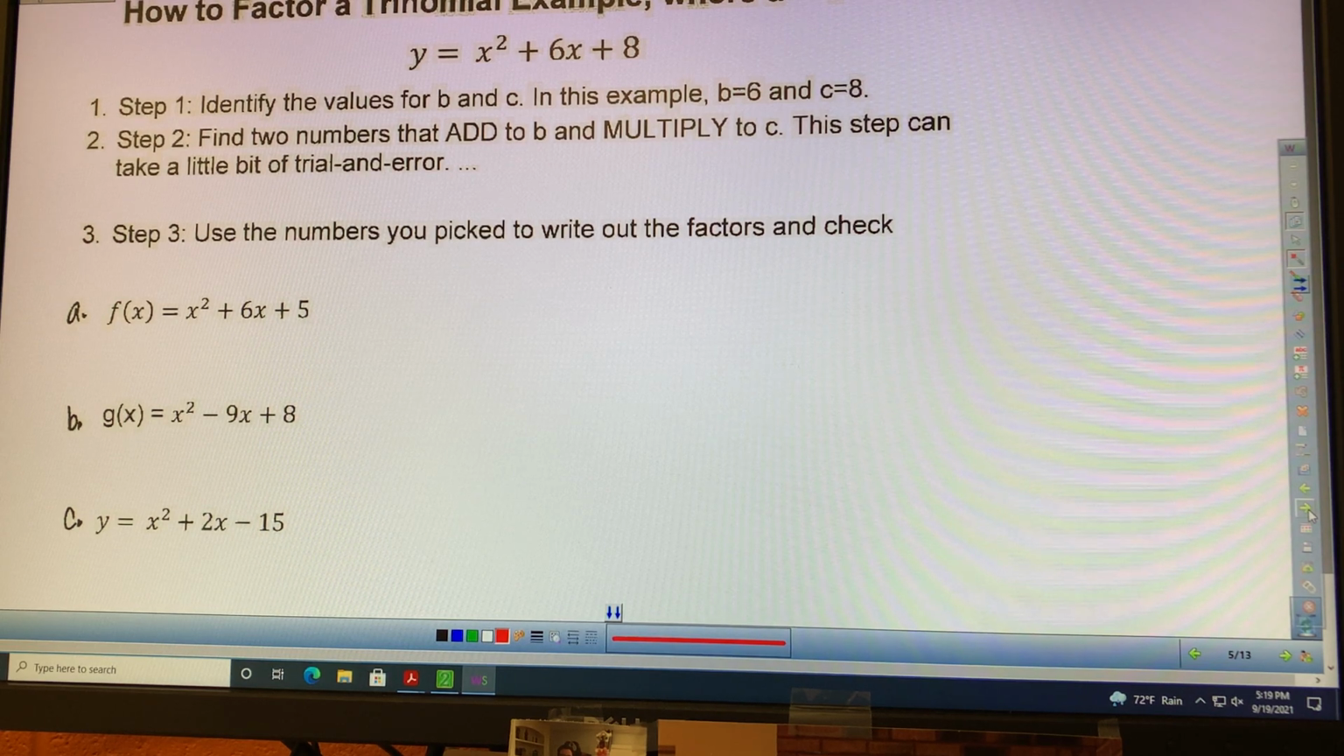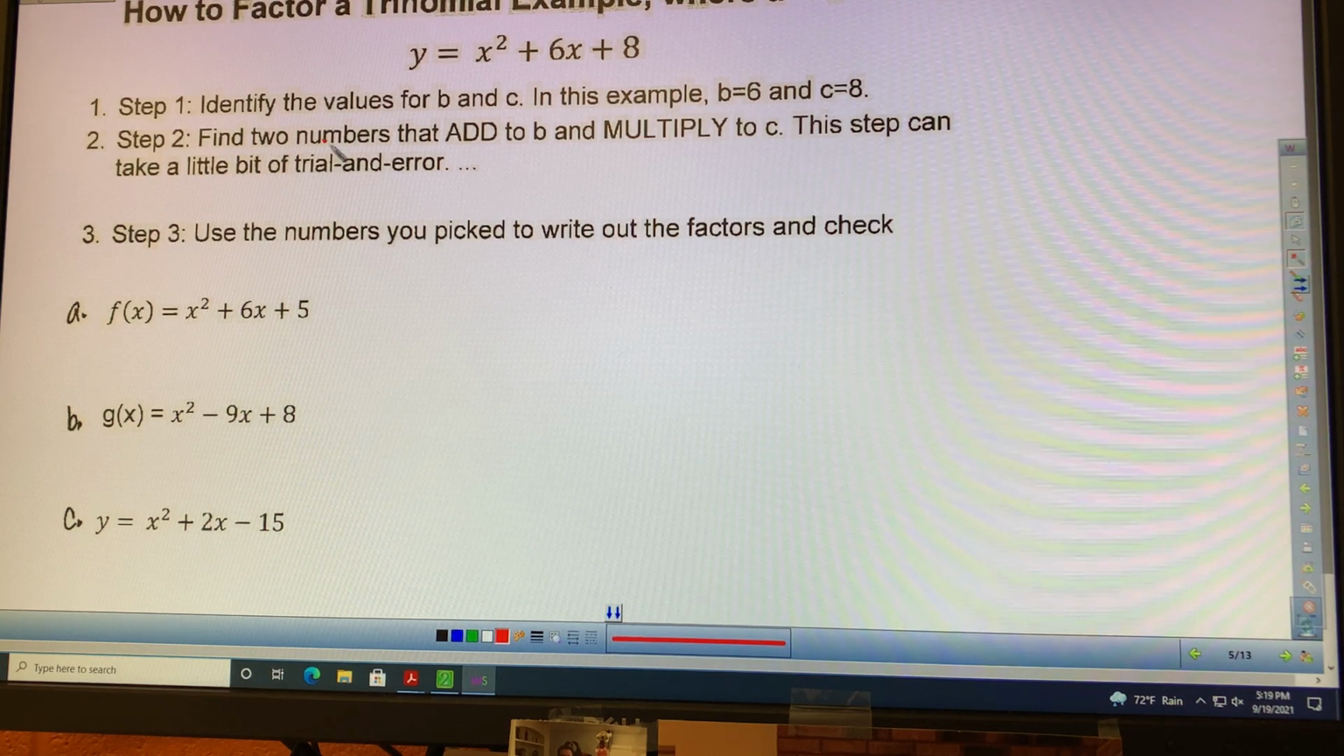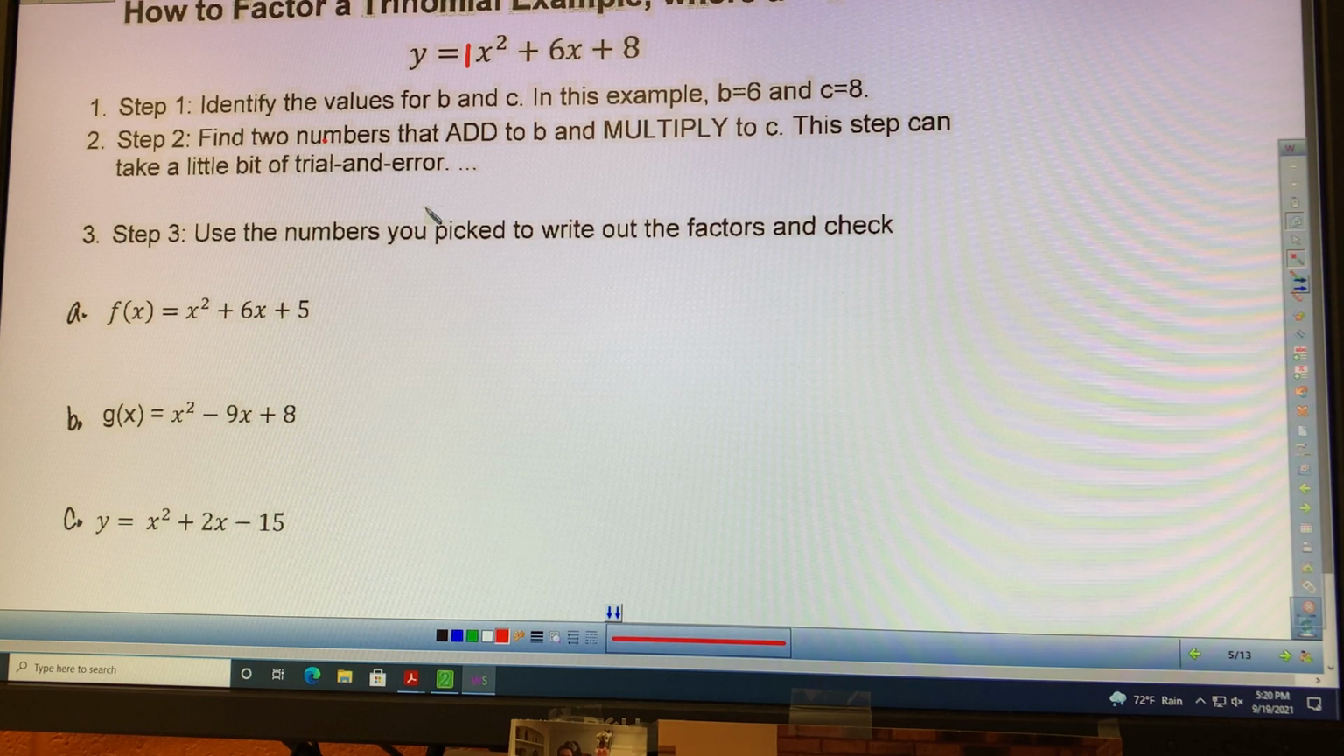Okay, we're going to pick up with how to factor a trinomial when you have a leading coefficient that is equal to 1. For example, x squared plus 6x plus 8. It's in standard form, and our leading coefficient is 1 here. So the first thing you need to do is identify the values for b and c. So I know that my b is 6 and my c is 8.